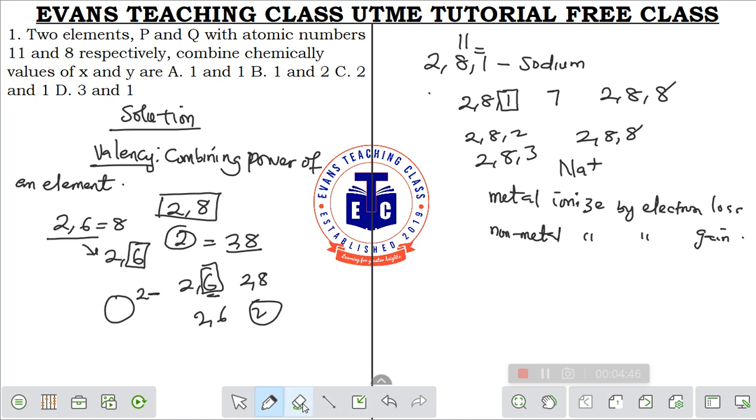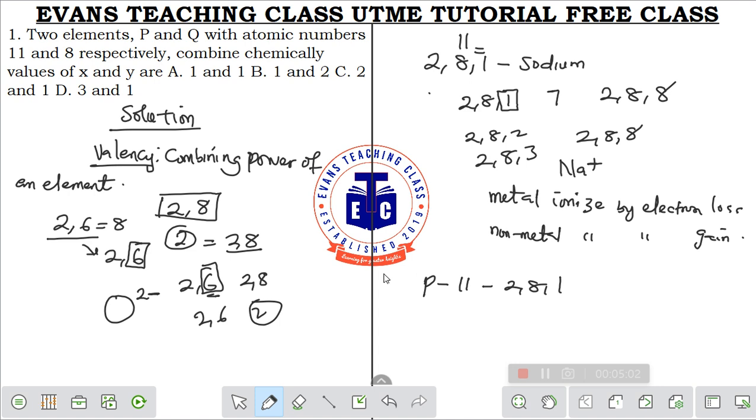Now let's go to the question they gave us. Look at this. They say two elements P and Q with atomic numbers. The first element has atomic number 11, so that will be 2,8,1. That's sodium.